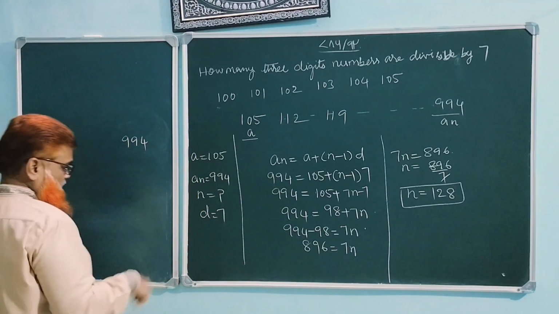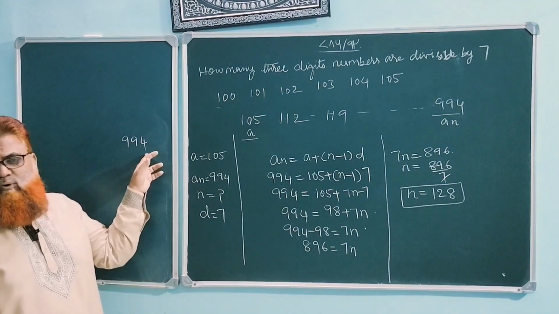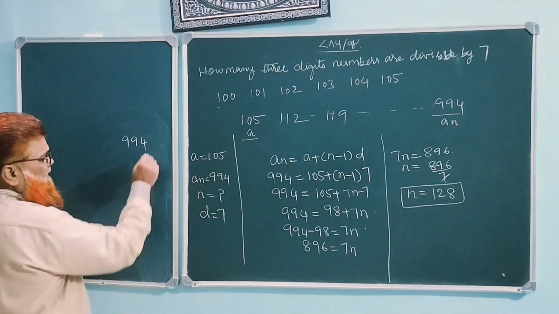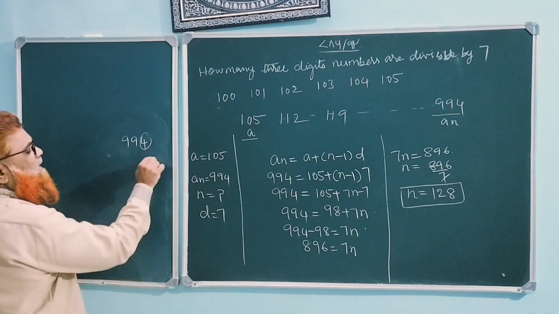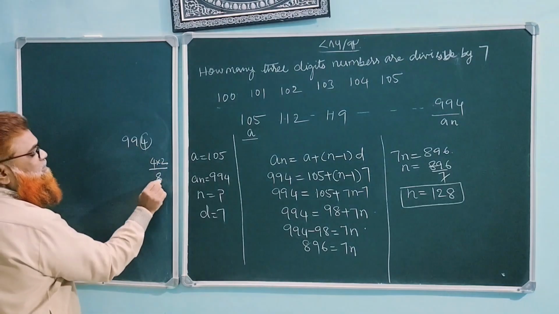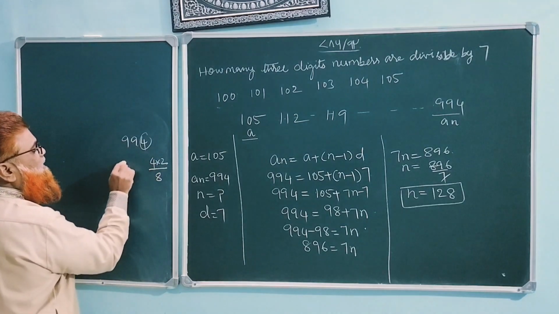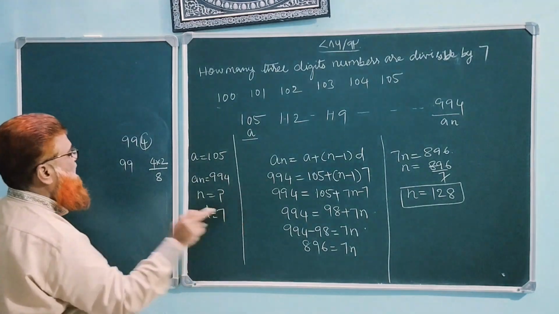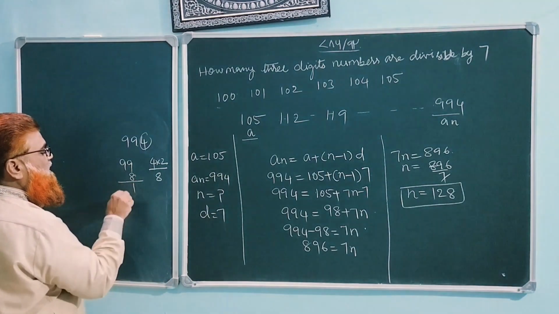994, and we should test whether 994 is divisible by 7 or not. The rule says to take out its unit place. Yes, we have taken it. Double it, then it is 8. And subtract the doubled unit from the rest of the number. 99 is the rest of the number when we take the 4 out. Subtract this one, and 9 minus 8 is 1.